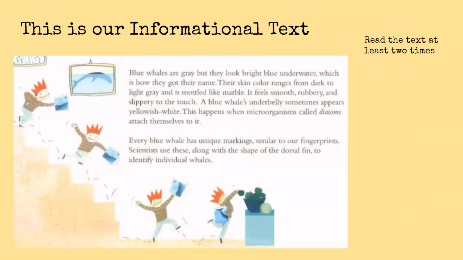Blue whales are gray, but they look bright blue underwater, which is how they got their name. Their skin color ranges from dark to light gray and is mottled like marble. It feels smooth, rubbery, and slippery to the touch. A blue whale's underbelly sometimes appears yellowish white. This happens when microorganisms called diatoms attach themselves to it. Every blue whale has unique markings similar to our fingerprints. Scientists use these along with the shape of the dorsal fin to identify individual whales.